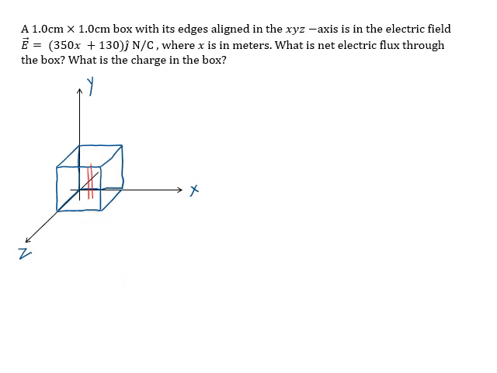So our left face is over here. Let's try and move through this a little bit more quickly. What is the electric field at the left face? At the left face, x equals 0. So our electric field vector is 350 times 0 plus 130 j hat newtons per coulomb.